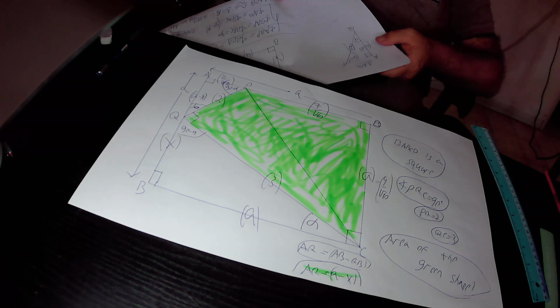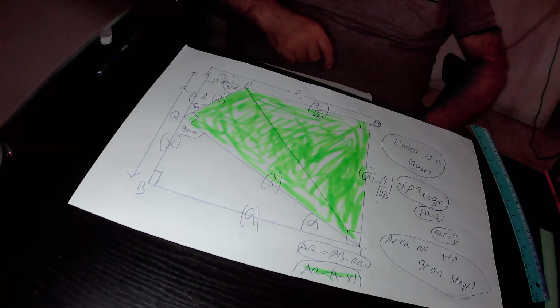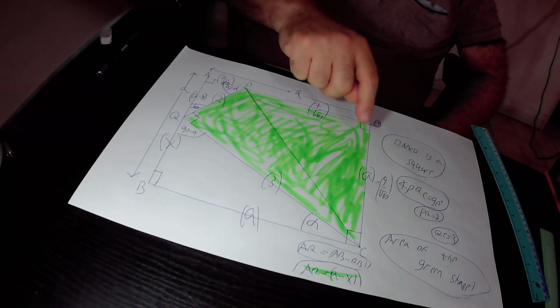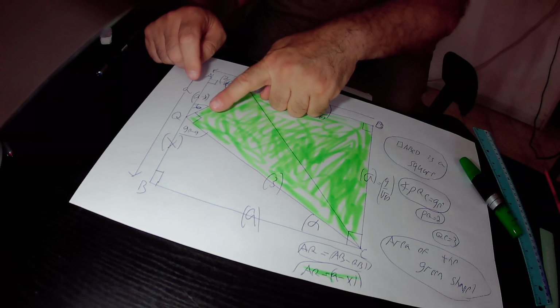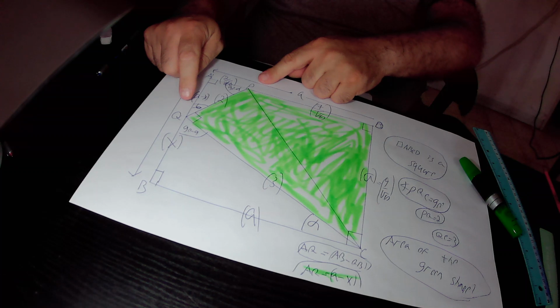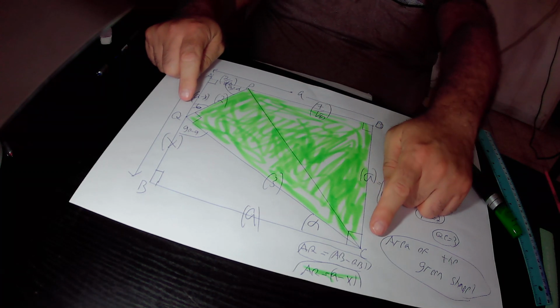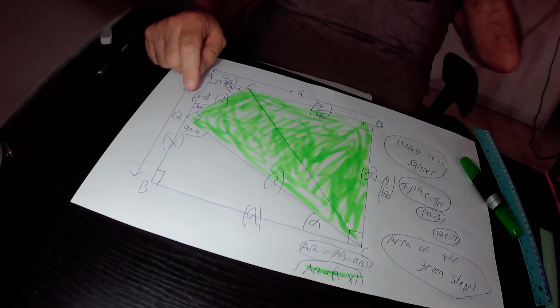The first question, our mission is to find out the area of this green shape. So at the moment we have square ABCD. This is angle PQC, that is a right angle. This is line PQ, that is equal to 2 units in itself. This is line QC, that is equal to 4 units in itself. Again, our mission is to find out the area of this green shape.